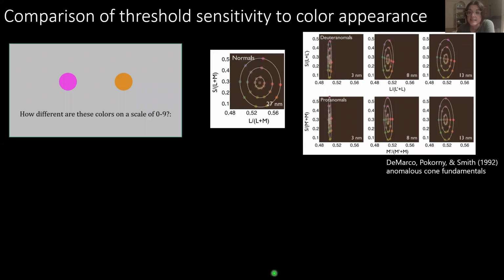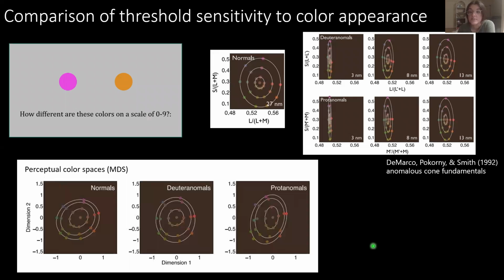So in the second task, we had the same observers rate on a 0 to 9 scale how different two colors appeared on each trial. And the stimuli used in this task are shown here, plotted in McLeod-Boynton space for normal trichromats. And to the right, you can see how these are plotted in anomalous chromaticity diagrams with different spectral peak separations with the DeMarco, Pokorny, and Smith anomalous cone fundamentals.